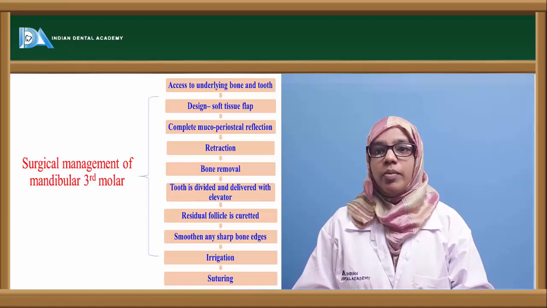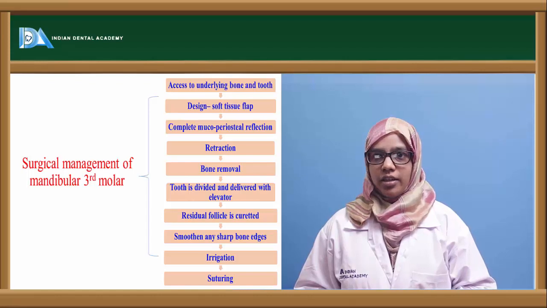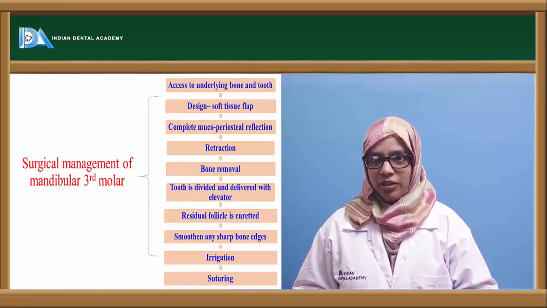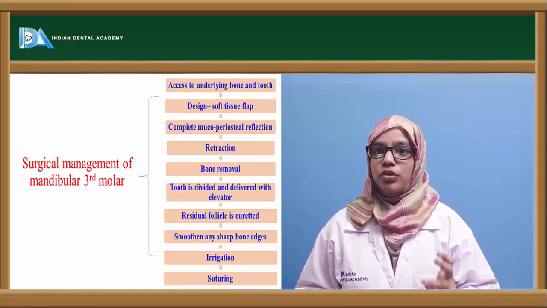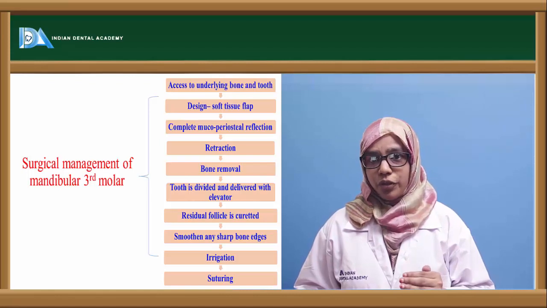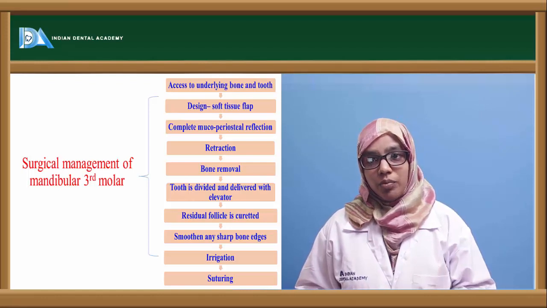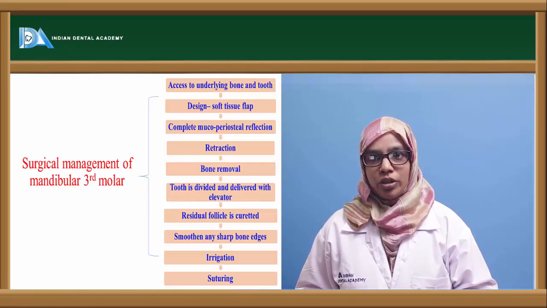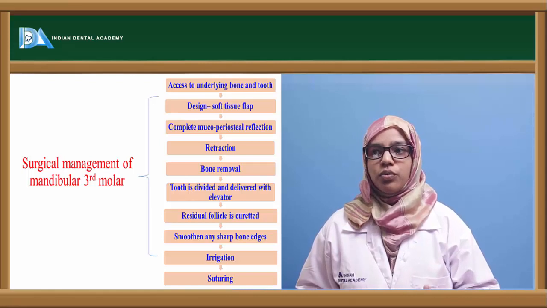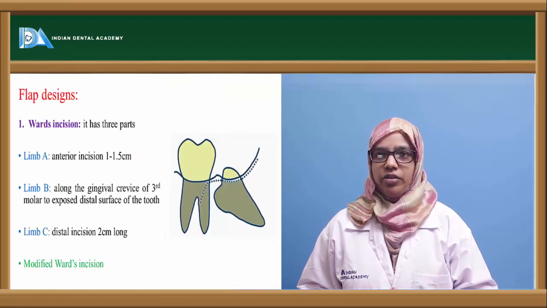Let's move on to the surgical management of mandibular third molars. Here you can just list the surgical procedure that can be done. First is the access to the underlying bone and soft tissue. Now this can be achieved through use of a soft tissue flap. After you have designed a soft tissue flap, you need a complete mucoperiosteal elevation. Once you have done a complete mucoperiosteal elevation, you need to drill the bone to expose the tooth till the cemento-enamel junction. Once you have done that, apply elevator, remove the tooth, or you can section the tooth and remove it. Irrigate the socket, remove any sharp edges, suture, irrigation.